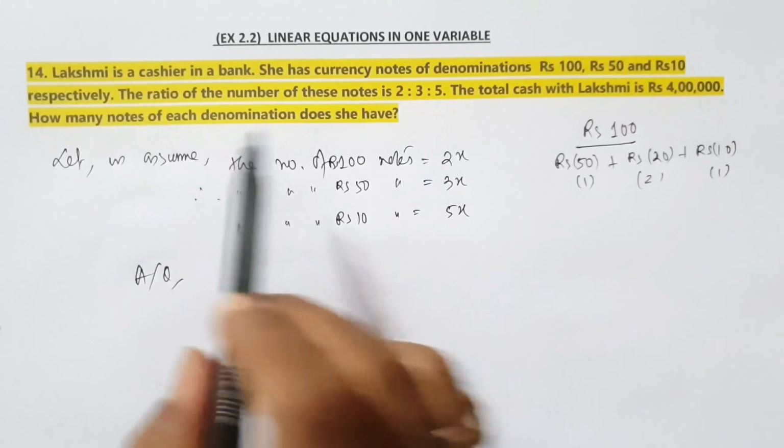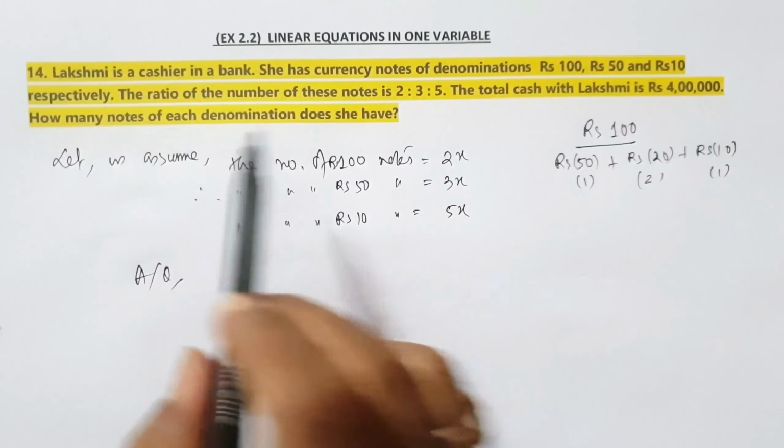It means that 100 rupees she is having 2x number, 50 rupees she is having 3x number, and 10 rupees she is having 5x number, and once we collect all the amount, it comes around 4 lakh. That is, after 4 there are 5 zeros.